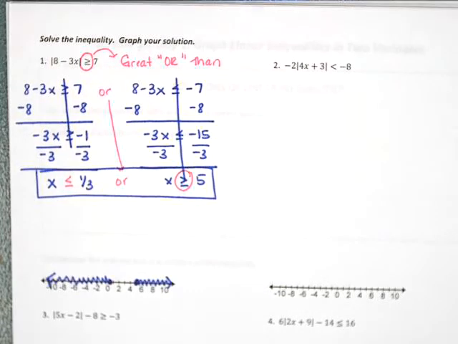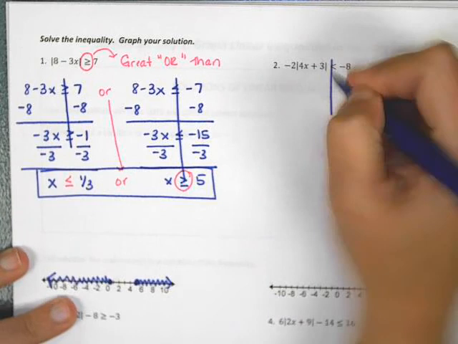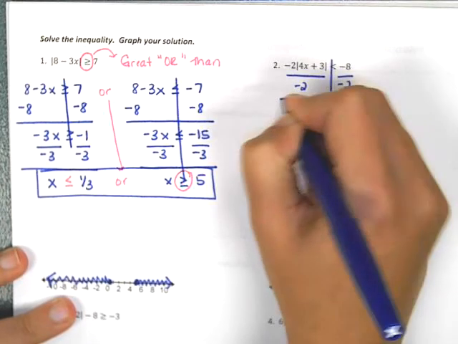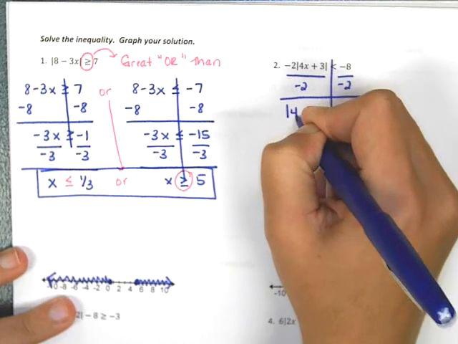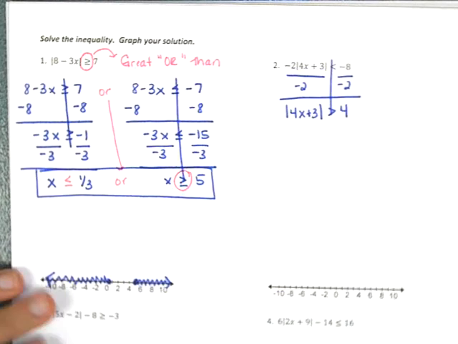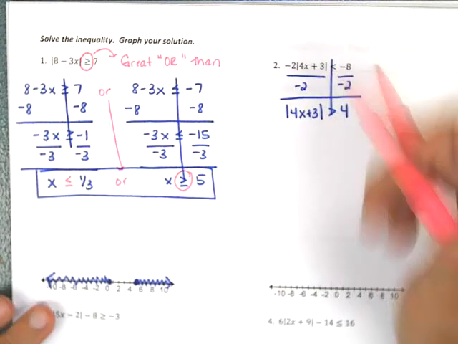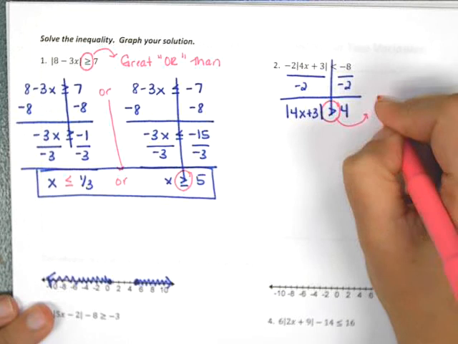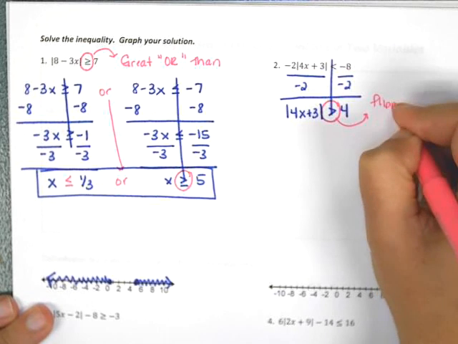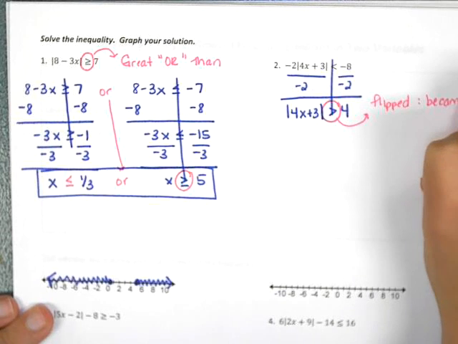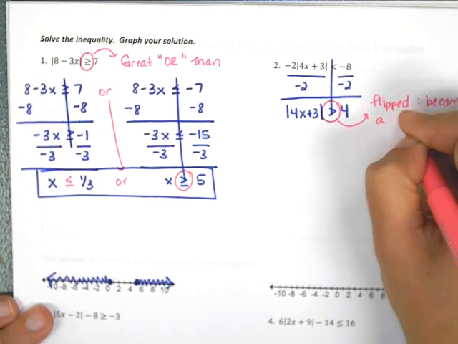Now, in problem number 2, the first thing I need to do is isolate the absolute value. So I'm going to divide on both sides by negative 2. I get the absolute value of 4x plus 3 is greater than 4. Again, my symbol flipped over because I divided by a negative. Now, since it flipped over, it became a greater than.